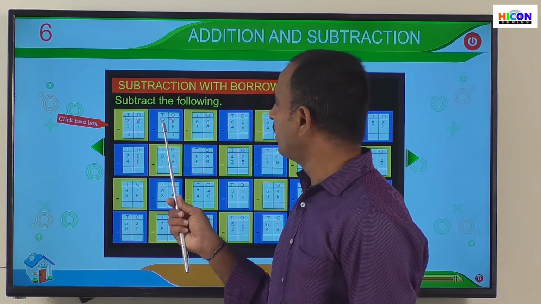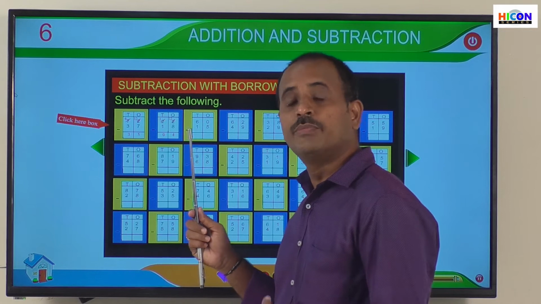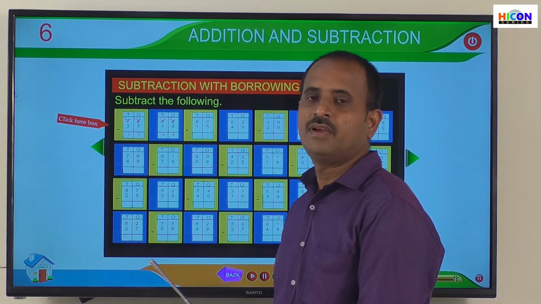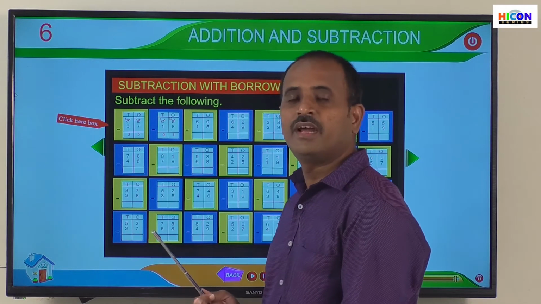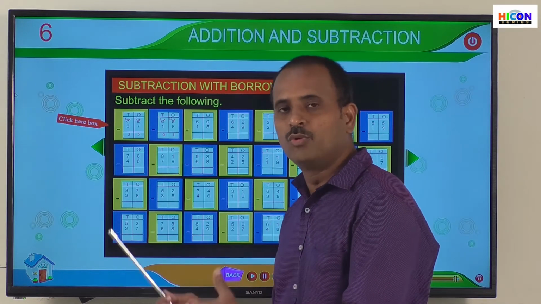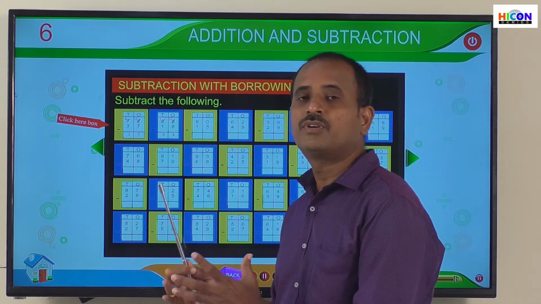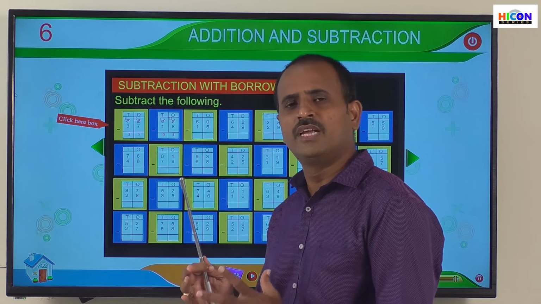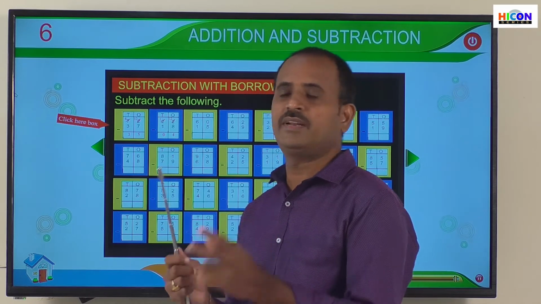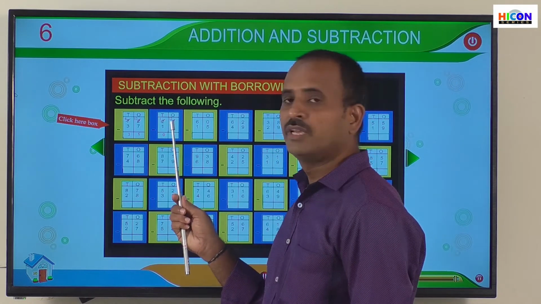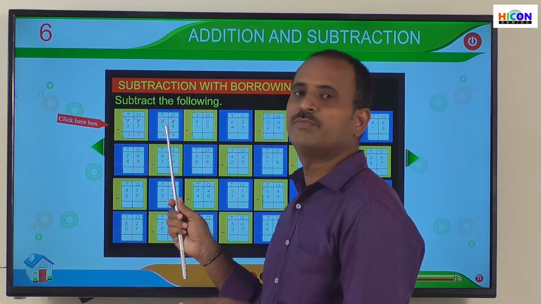So if you carry 1 ten to the ones place, it becomes 10 ones. Already there are 2 ones, and 10 ones and 2 ones, total becomes 12 ones. So children, there is a simple trick. Follow the trick. Already there is 2. If you take borrow, just write 1 before it.